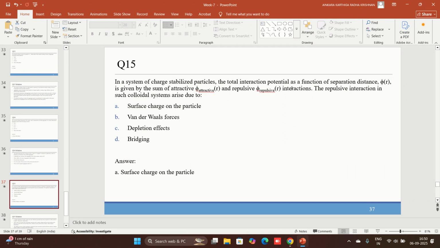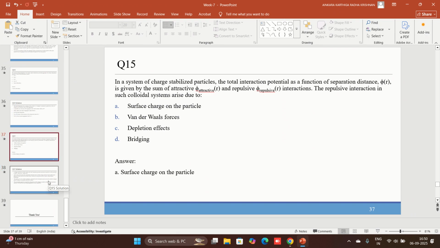The repulsive interaction in such a colloidal system arises due to option A, surface charge on the particles, option B, van der Waals force, option C, depletion effects, option D, bridging. So the answer, as I mentioned clearly, is surface charge on the particle. So why is that the answer?